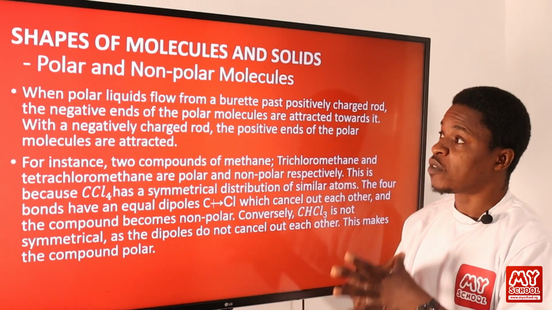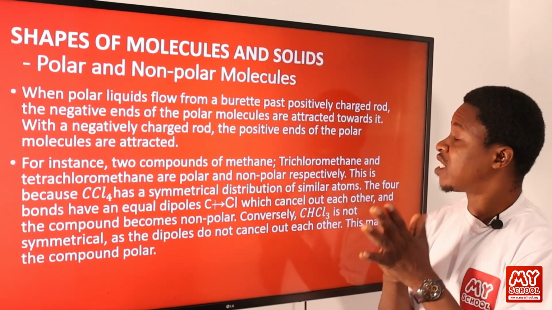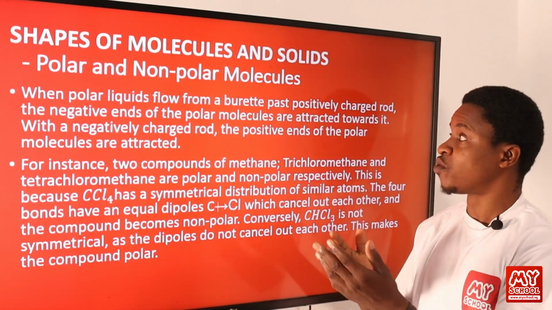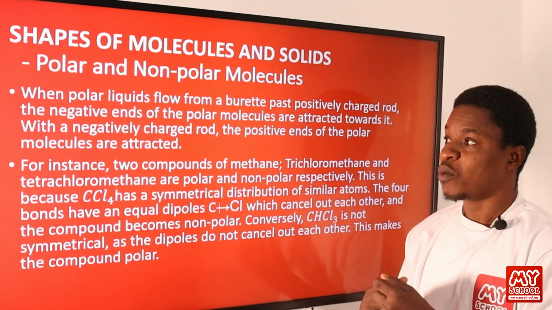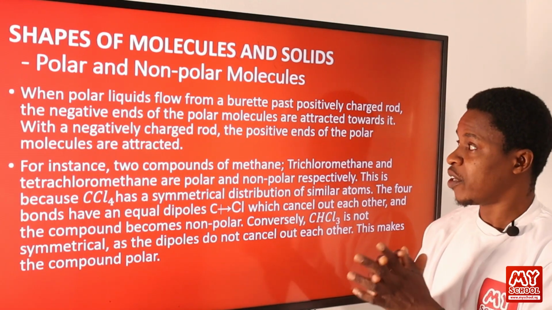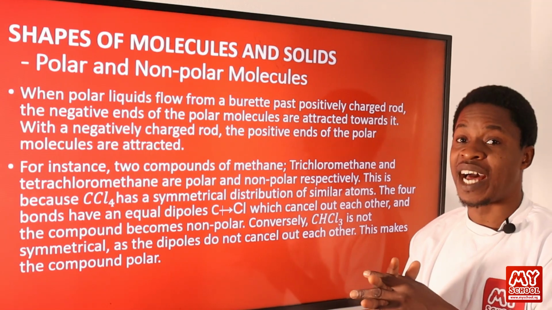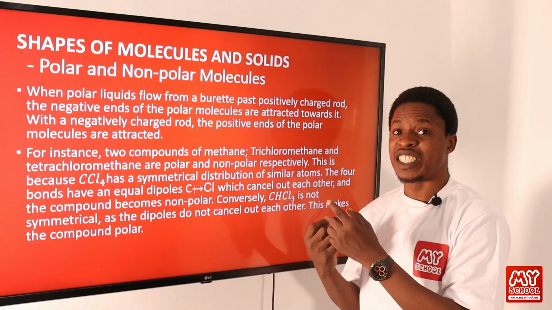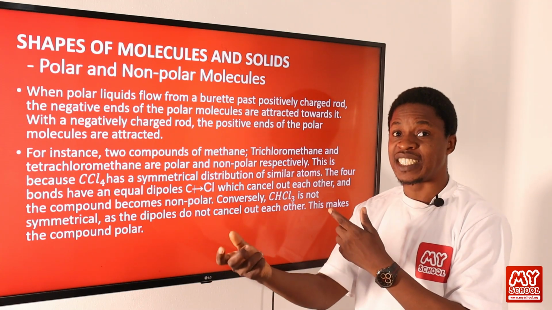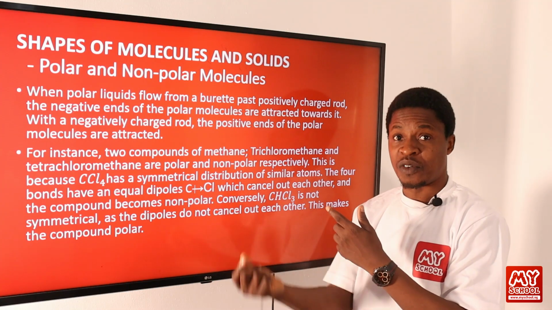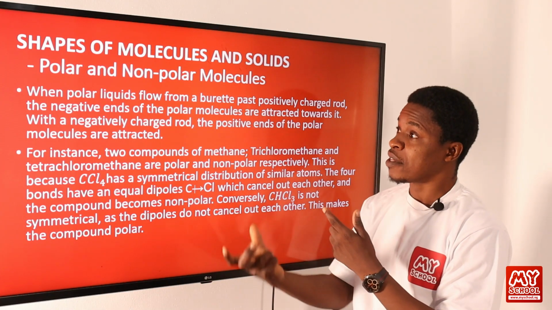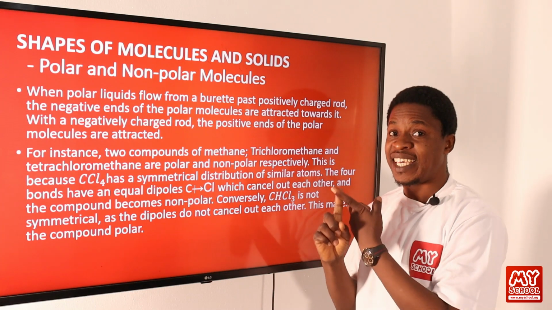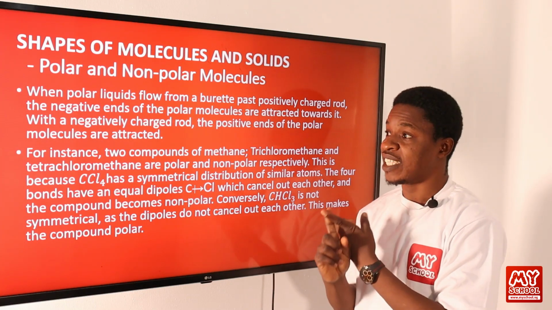So when a polar liquid flows from a burette past a positively charged rod, the negative ends of the polar molecules are attracted towards it. With a negatively charged rod, the positive ends of the polar molecules are attracted. But if a positively charged rod is brought near a positively charged part of the molecule coming from the liquid, you discover that there will not be any attraction. Instead, it will be deflected away from it.